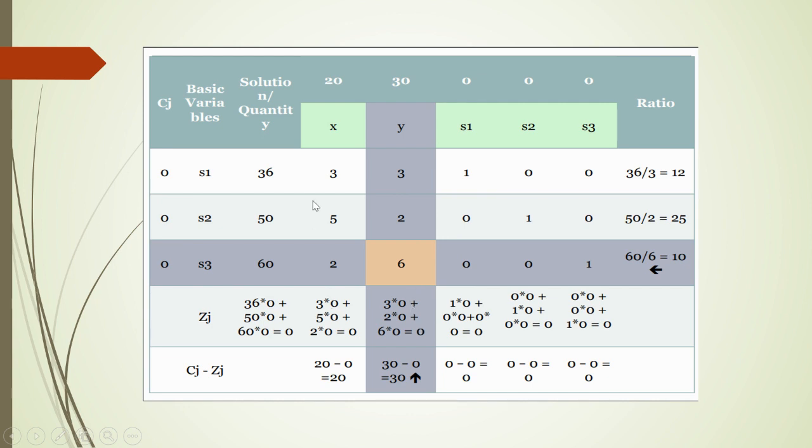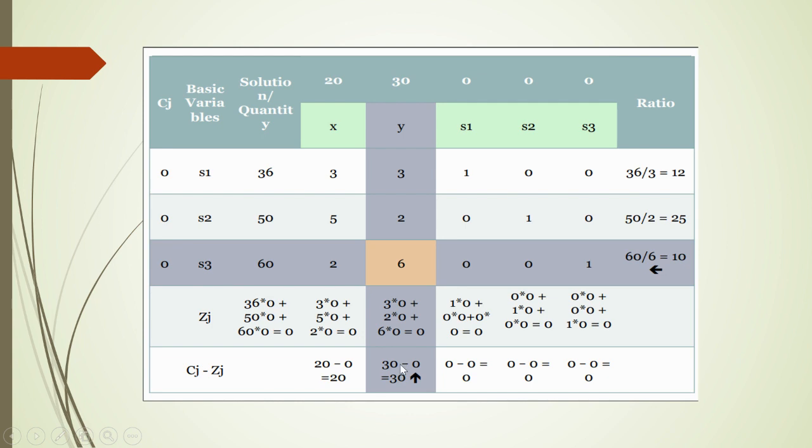Now what we have done is we have computed here cj minus zj. In the previous example, we have seen zj minus cj, so we have taken the most negative value, but in this example, we are taking cj minus zj. So we will take the most positive value. And after computing this, 20 minus 0, 20, 30 minus 0, 30, 0 minus 0, 0, 0 minus 0, 0, and 0 minus 0, 0. So in this cj minus zj, we can see that 30 is the maximum value. So we will take this as the pivot column or key column.